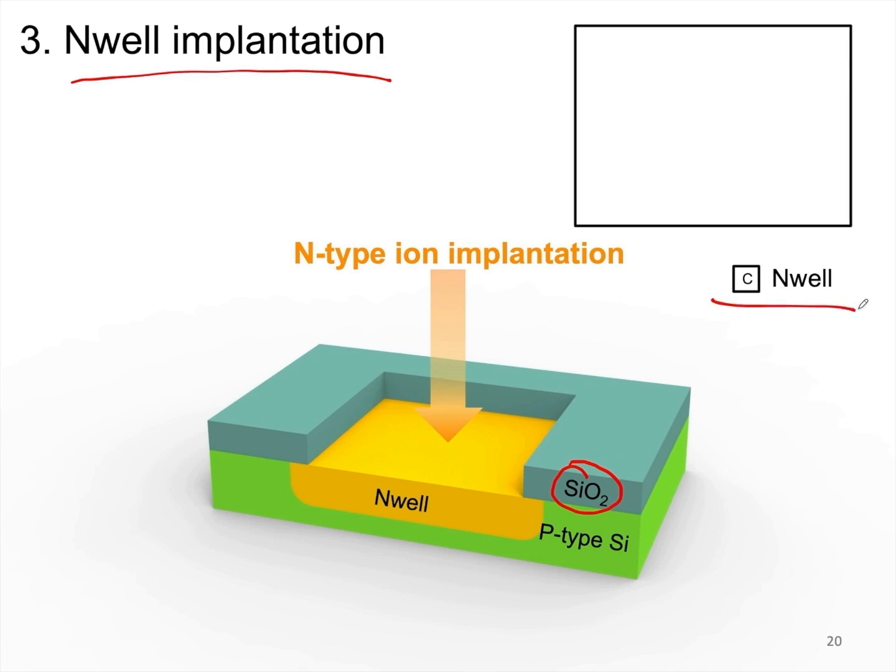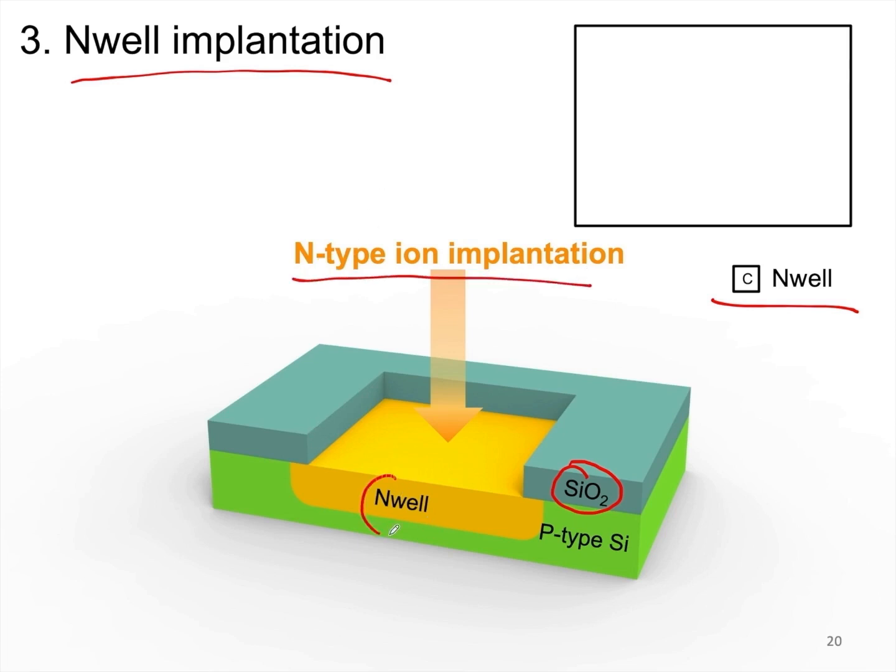So you can see why we use clear tone. Clear tone is used to clear certain patterns. Generally, in our processing techniques, if we are making holes or openings, we usually use clear tone. If we want to keep something, we typically use dark tone. After performing the N-type ion implantation, we will form an N-well.